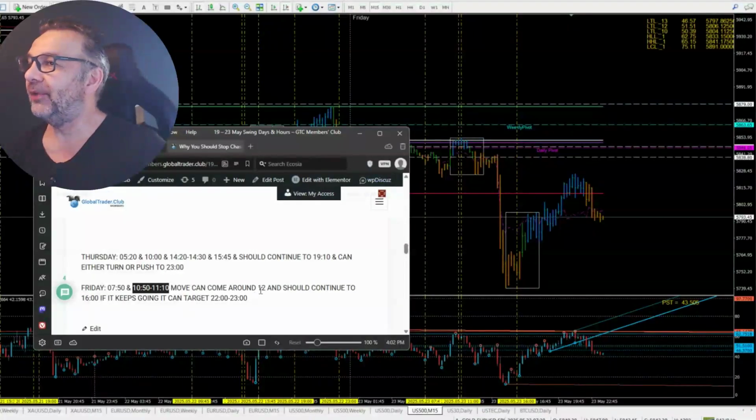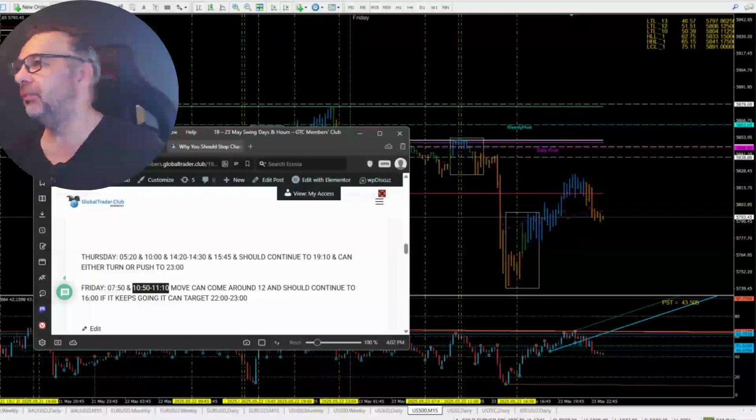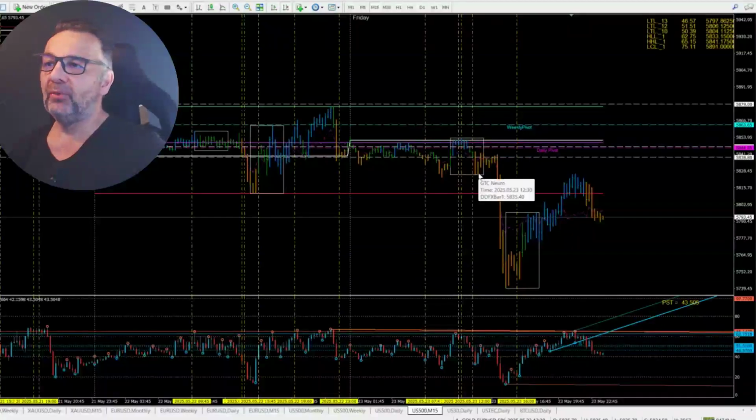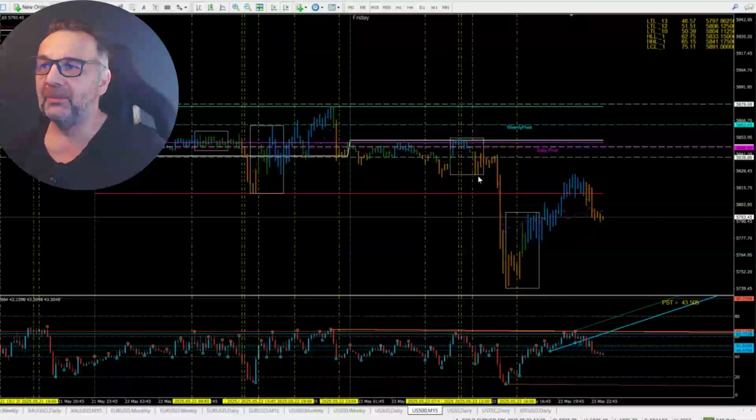Move can come around 12 o'clock. So the move, when did it come? 12 o'clock, after 4 bars. That should be 12 o'clock there. So the move really did come in at 12 o'clock. As you can see, the market pushed down.